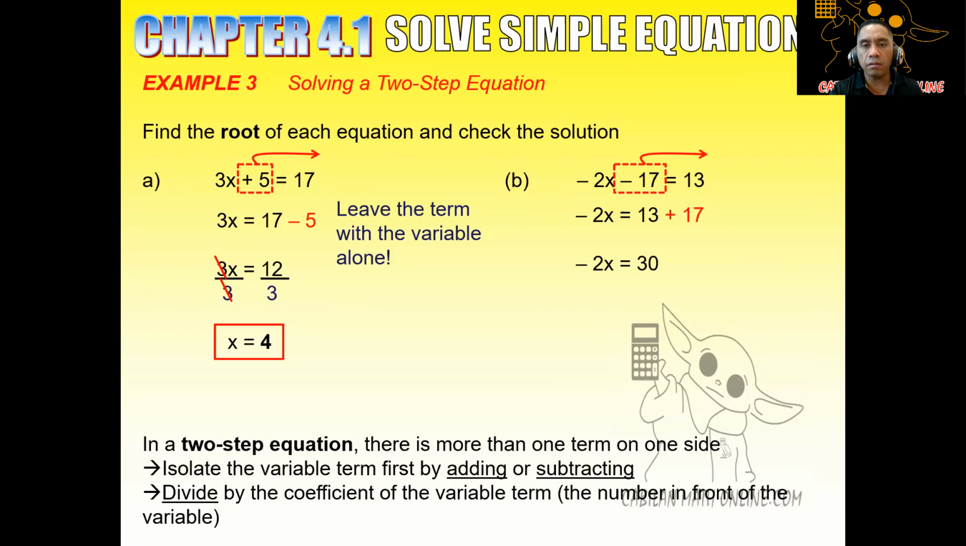And last but not least, we divide both sides here by the coefficient, which is negative 2. And that cancels out the negative 2's on the left side. And the final answer for this will be x equals negative 15.